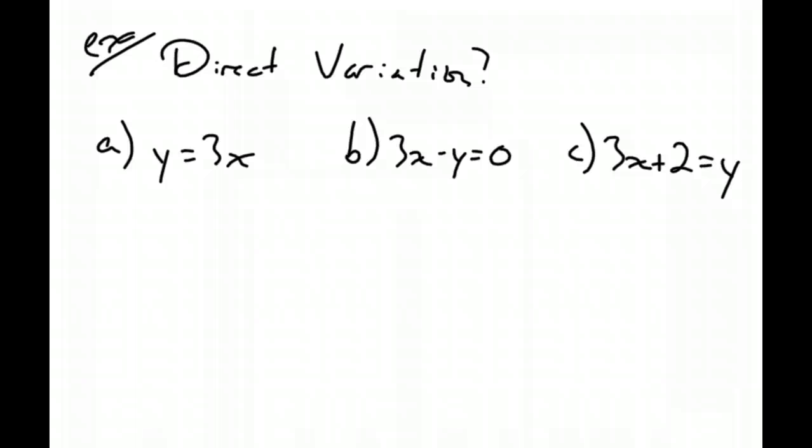Okay, I'm going to run through 3 examples really fast for you guys. With direct variation, we want to know if these equations are direct. So again, don't forget, direct variation, y equals kx, y equals some number times x. In this example, I have y equals 3x. So y equals some number times x. So yes, this one is direct variation.